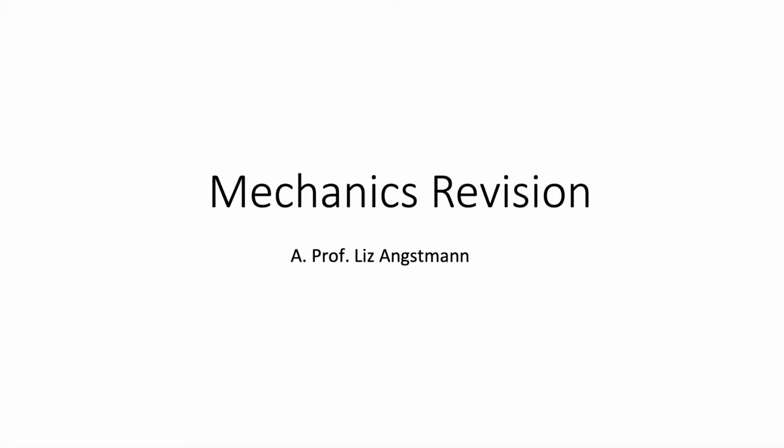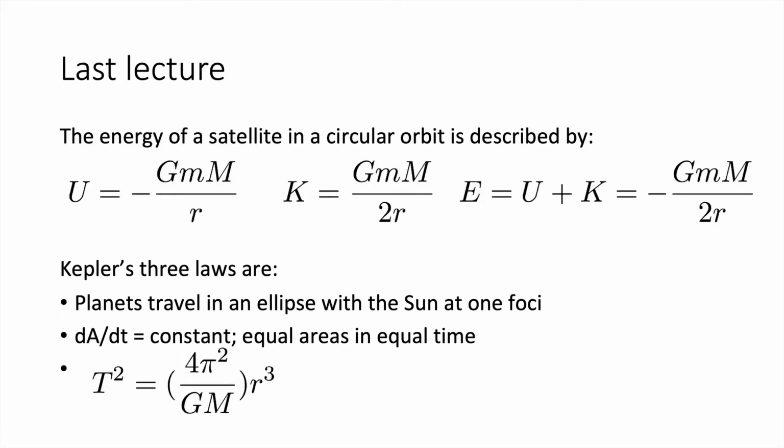In this lecture, we're going to be revising the mechanics topic. So first of all, a quick recap of the most important ideas from the last lecture. In the last lecture, we were looking at orbital mechanics, and we saw that the energy of a satellite in a circular orbit could be described by the potential energy is equal to minus GMm on r. The kinetic energy is equal to GMm over 2r.